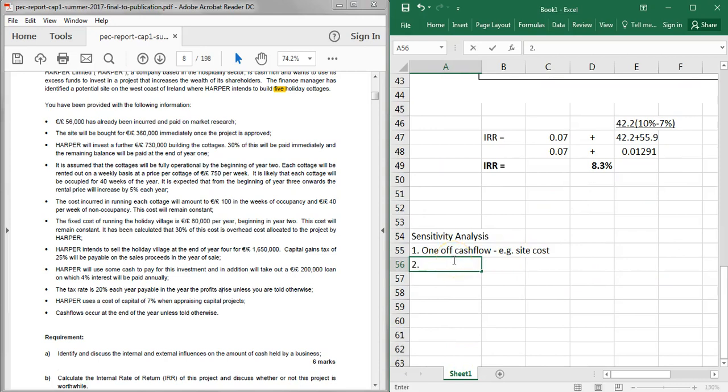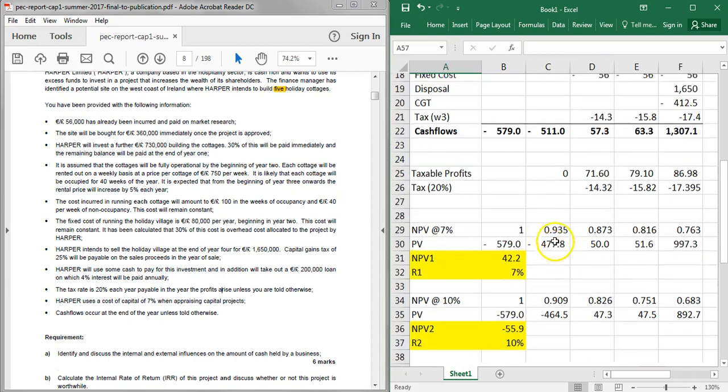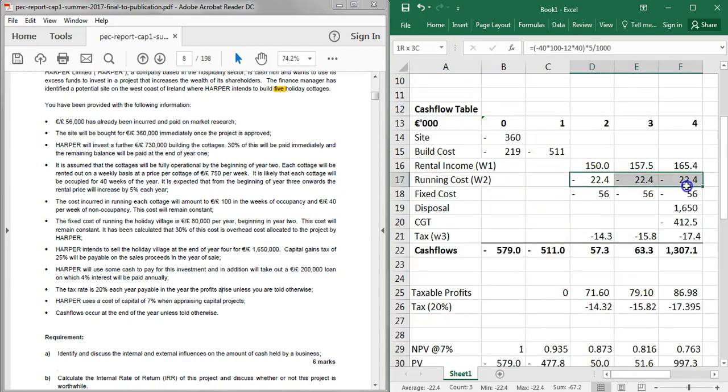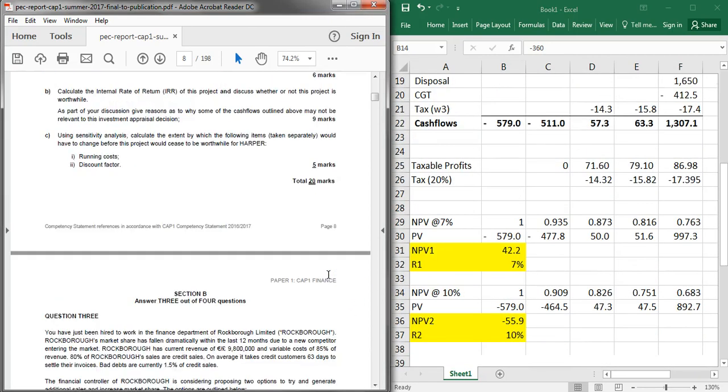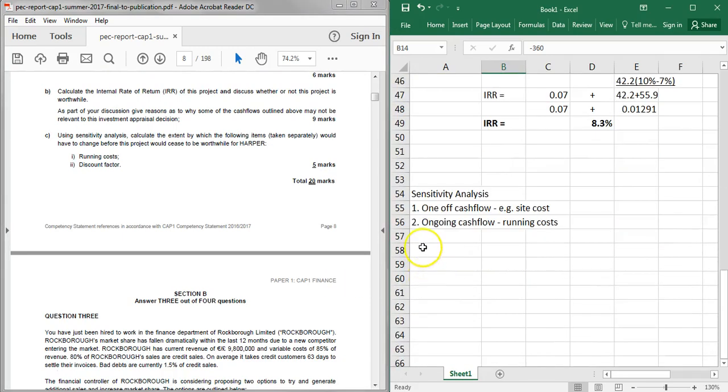The second one is an ongoing cash flow, which you're asked here is the running costs. The difficulty with these is they're more than 1 year. So we have to account for their multi-period, 22.4 over 3 years, not just a one-off. So it kind of complicates how we go about it. And the final one then is your discount factor. How sensitive is the NPV, the result, to the discount factor? And we've kind of touched on that already, so we'll come back to that at the end.